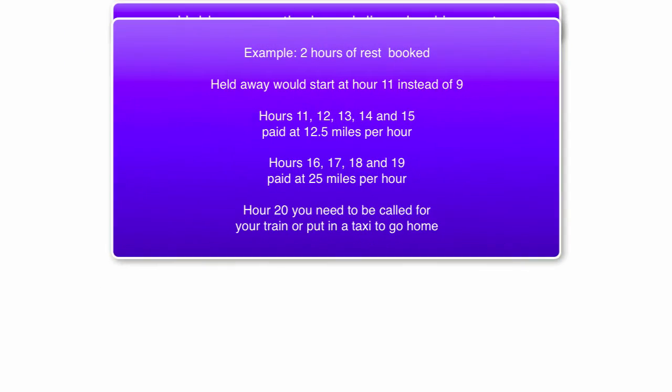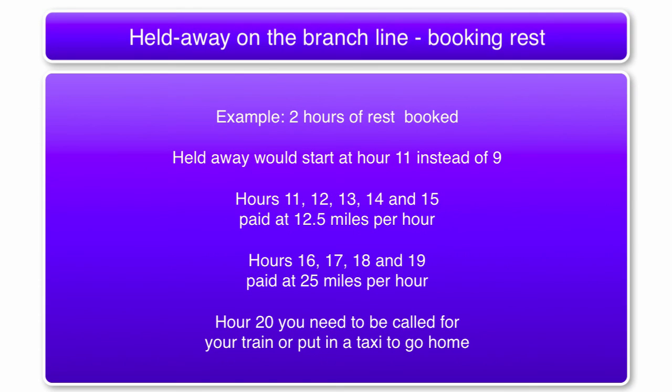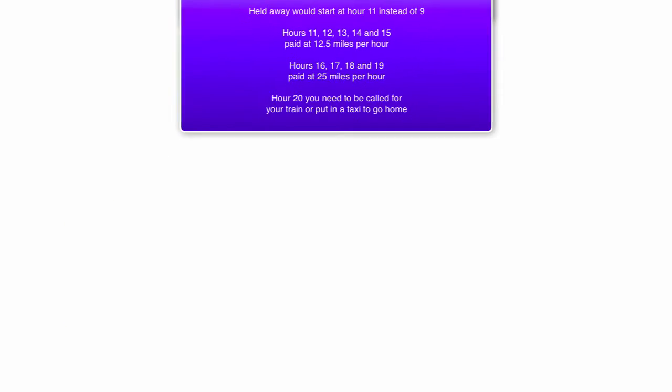What happens now if we take 2 hours rest? Well, we're going to be there for up to 20 hours. Hours 11, 12, 13, 14, 15 paid at 12.5 miles per hour. Hours 16, 17, 18, 19 paid at 25 miles per hour. And by hour 20, you need to be called for your train or put in a taxi to go home.